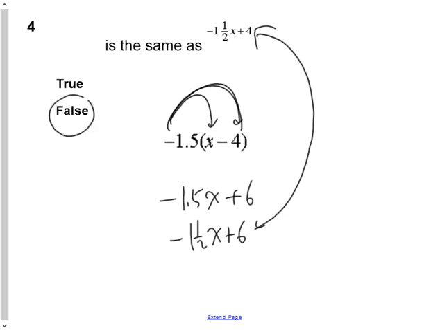The reason why is a lot of people, when they expand with distributive property, forget to do it two ways. They just do it one way, and they leave this by itself, and therefore it's false.